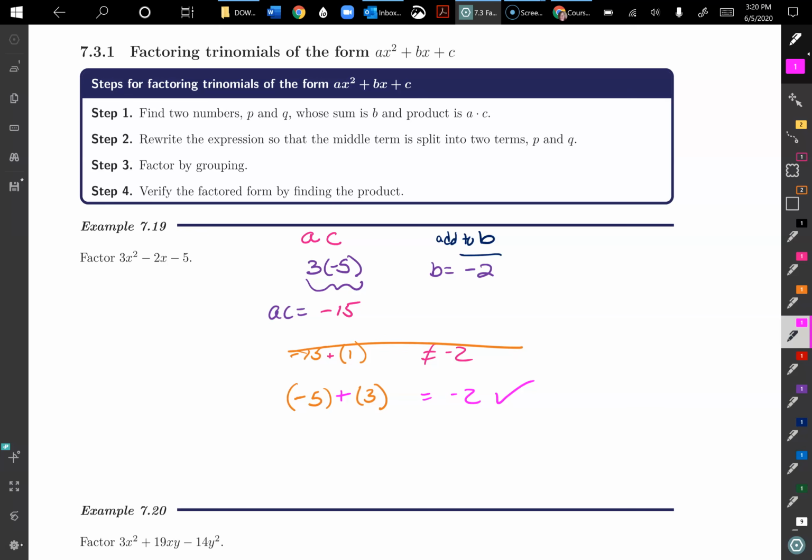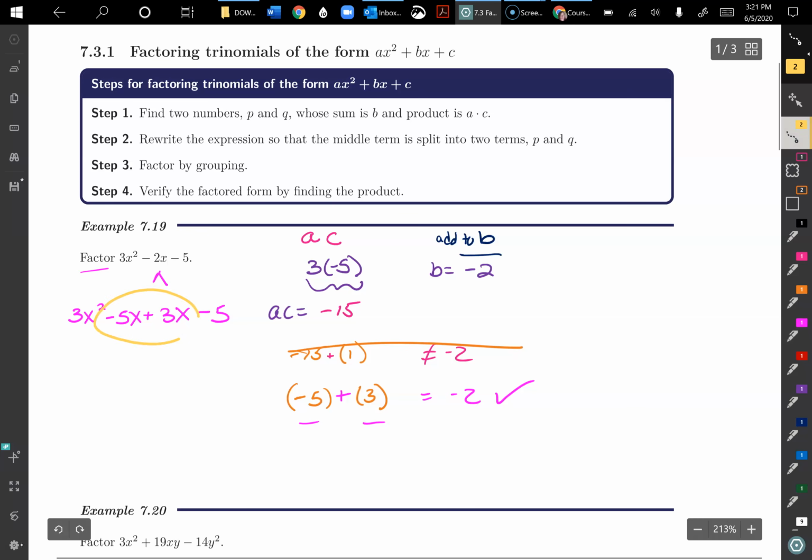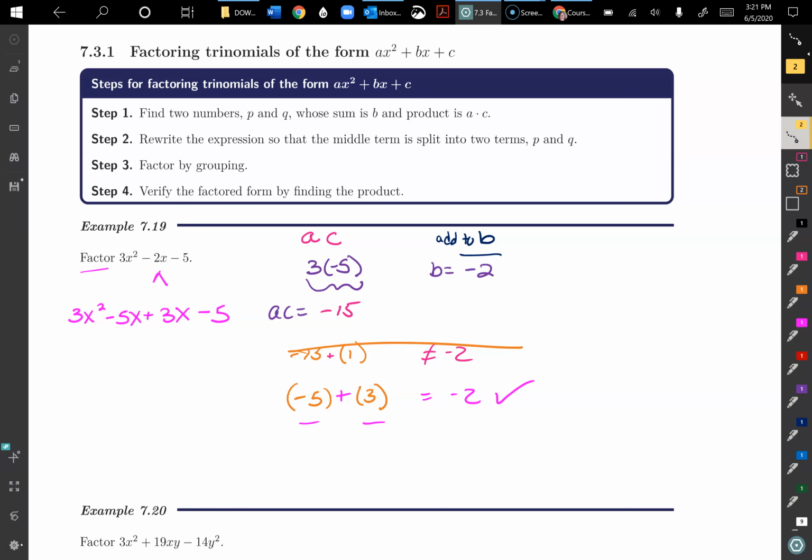So now what I have to do is take these two. I can't just pop them in the skeleton like I do for trial and error, or like I did in section 7.2. I have to be much more careful with that. So I'm going to rewrite this polynomial as 3x squared minus 5x plus 3x minus 5. So that's a critical step here. You have to write that split apart and then use factor by grouping.